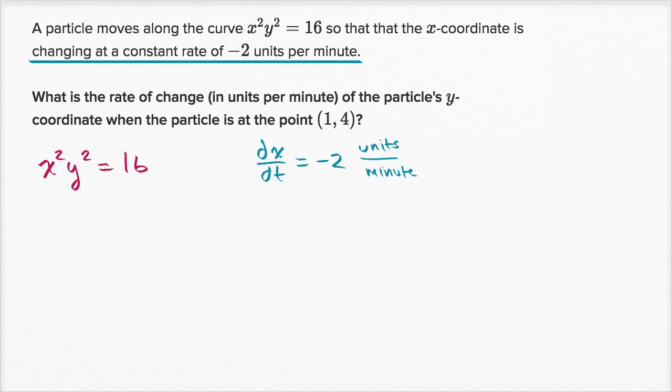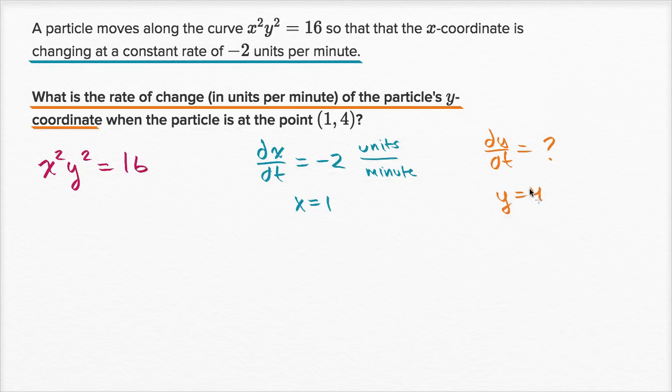And what they want us to figure out is, what is the rate of change of the particle's y-coordinate? So what they want us to find is, what is dy/dt? What is that equal to? And they say when the particle is at the point 1, 4. So when x is equal to 1, and y is equal to 4.